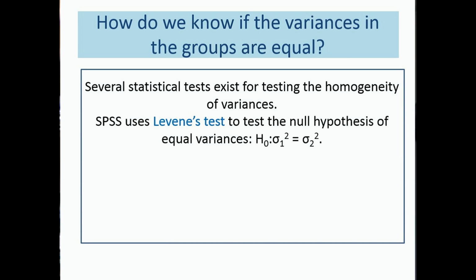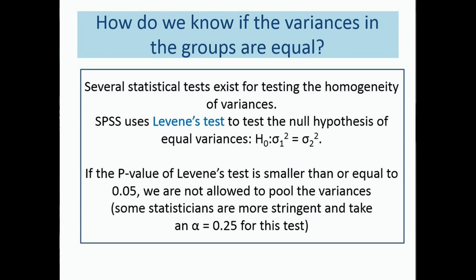How do we know if the variances in the groups are equal? Several statistical tests exist for testing the homogeneity of variances. SPSS uses Levene's test to test the null hypothesis of equal variances. Sigma 1 squared equals sigma 2 squared. If the p-value of Levene's test is smaller than or equal to 0.05, we are not allowed to pool the variances. Some statisticians are more stringent and take an alpha of 0.25 for this test.